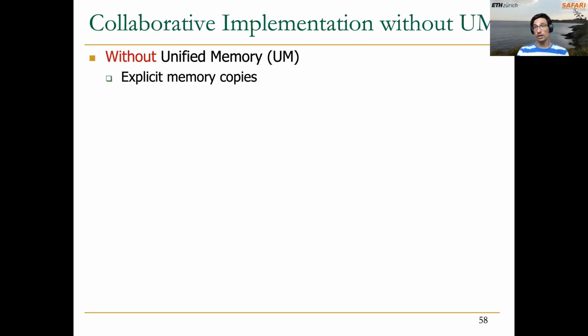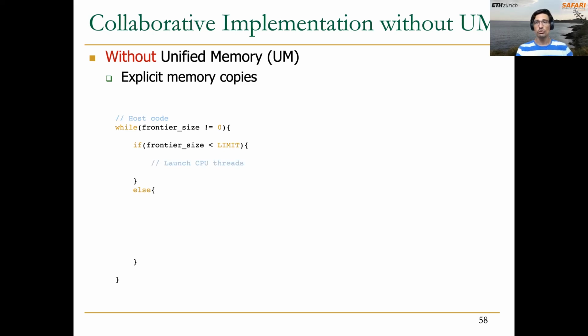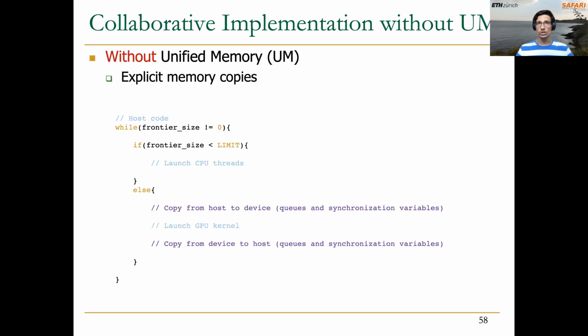This is possible to implement even without unified memory. We need to do, of course, explicit memory copies using cudaMemcpy, but this is more or less the skeleton of the host code where we control what's the size of the frontier. We will continue executing iterations as long as the size of the frontier is not zero. If the size of the frontier is below the threshold, then we launch CPU threads. If it's above the threshold, then we launch a GPU kernel. An important observation here is that we need to copy all necessary data, in particular the queue and synchronization variables, from the host memory to the device memory prior to the execution of the GPU kernel.